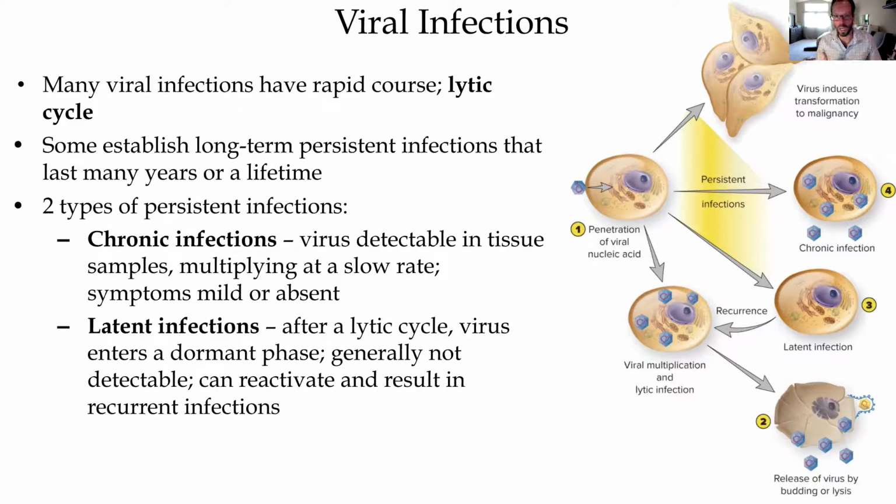So those are the three types of infections: lytic, quick, think of things like the flu, that's a lytic cycle. You can have chronic infections, think about things like herpes, or you can have latent infection, things like varicella, which is chicken pox, and then it goes and hides out for a long time and comes back as shingles. Okay.